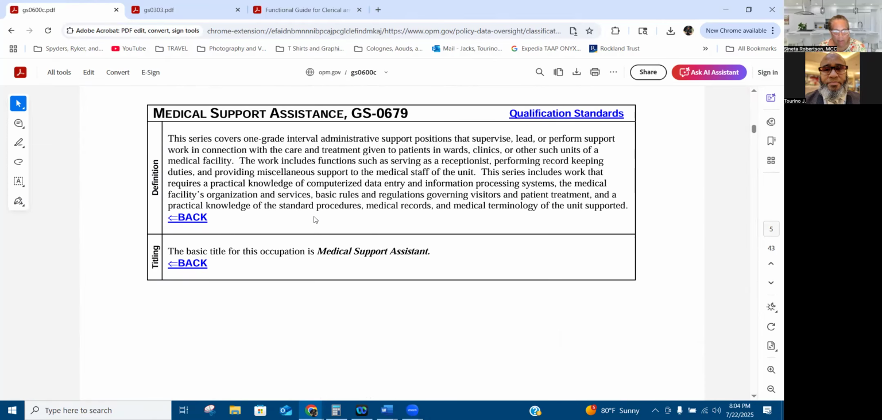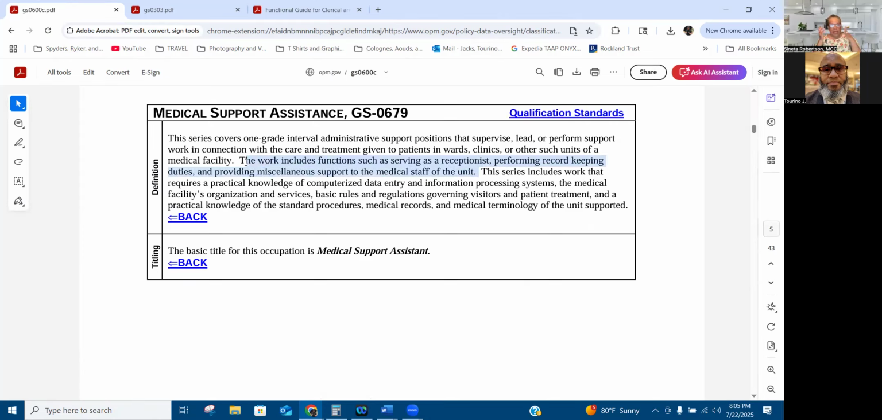There it is. This covers one grade administrative work, supervision of one support work in connection with care and treatment given to patients in wards, clinics, or other such units of a medical facility. Work includes functions such as serving as a receptionist, performing record keeping duties, and providing miscellaneous support to the medical staff of the unit.